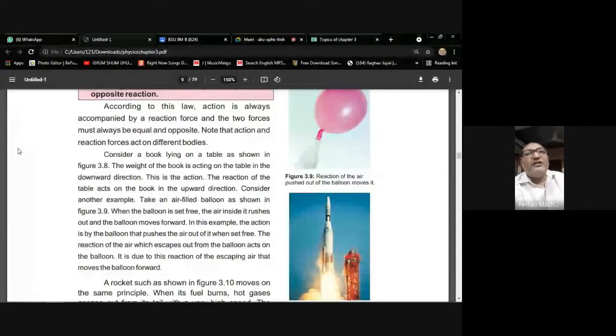Consider another example. Take an air-filled balloon as shown in figure 3.9. When the balloon is set free, the air inside it rushes out and the balloon moves forward. In this example, the action is by the balloon that pushes the air out of it when set free. The reaction of the air which escapes out from the balloon acts on the balloon. It is due to this reaction of escaping air that the balloon moves forward.